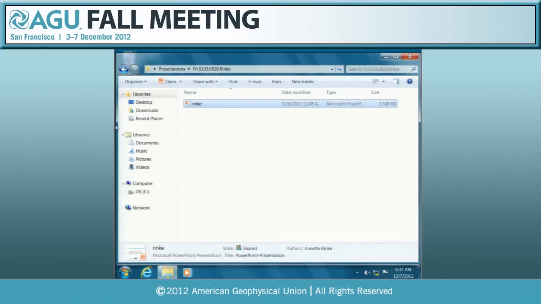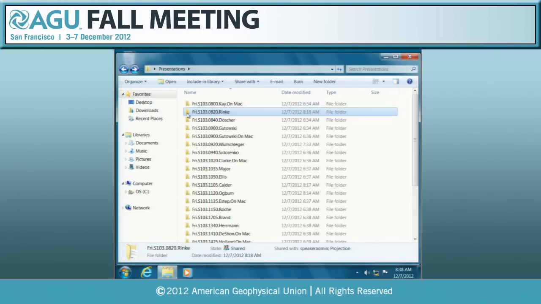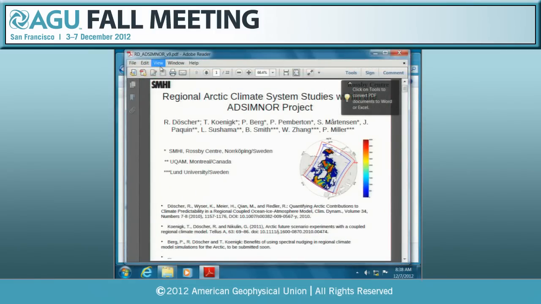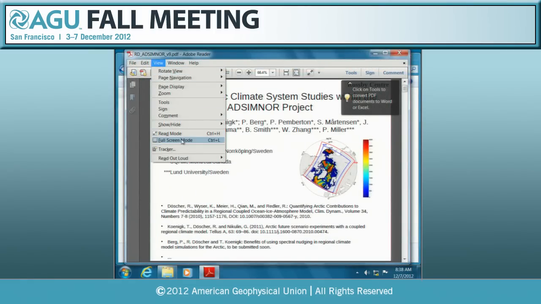Our next speaker this morning is Ralph Duscher from the Rossby Centre in Norrköping in Sweden, and he'll be talking on the ADSIMNOR project and regional Arctic climate studies within it.